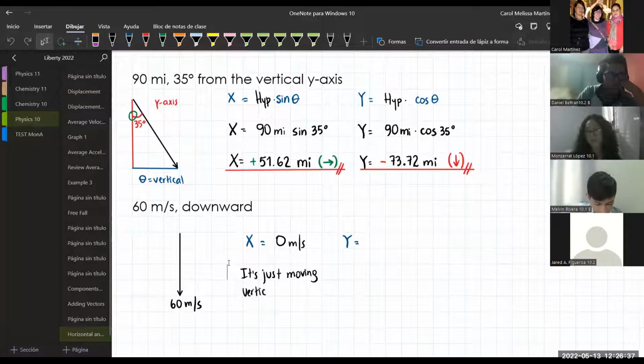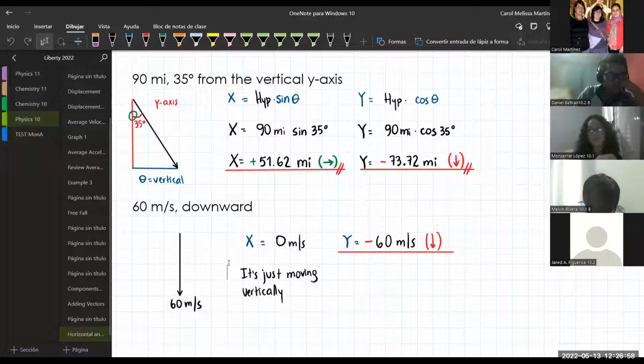And because it's coming down, the vertical component is going to be the same number, 60 meters per second, but because it's coming down, it's going to be negative. So when you have vectors that are moving in just one direction, the component in which it's not moving is always 0, like this case.